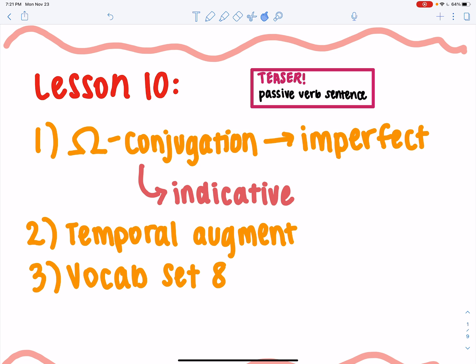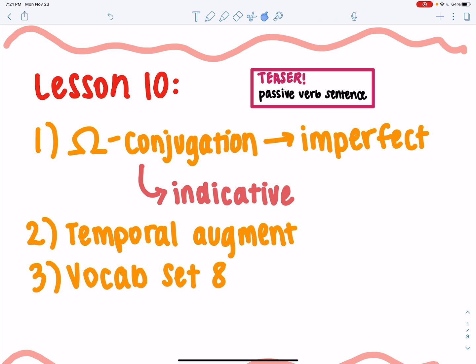And then at the end of the lesson, we'll be doing our 8th vocab set, which I made pretty short this week because the imperfect tense can be a little bit hefty to understand at first, and I wanted you to really focus on that rather than learning a ton of new vocab words. And then at the very end of the lesson, we'll be doing a teaser, as always, for next week's lesson.